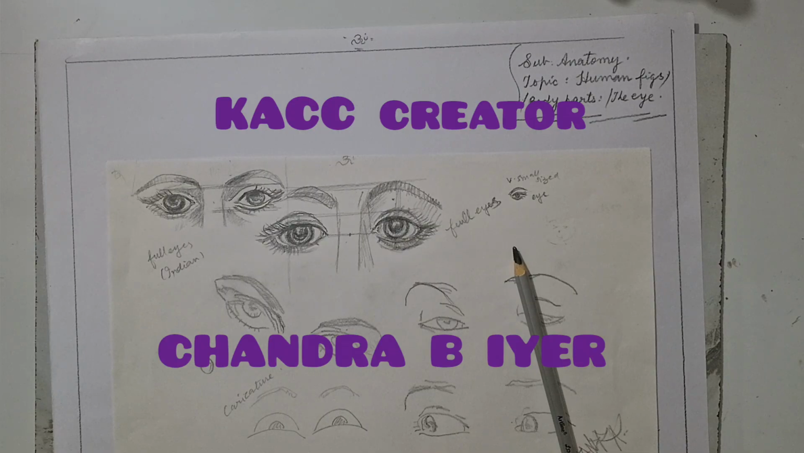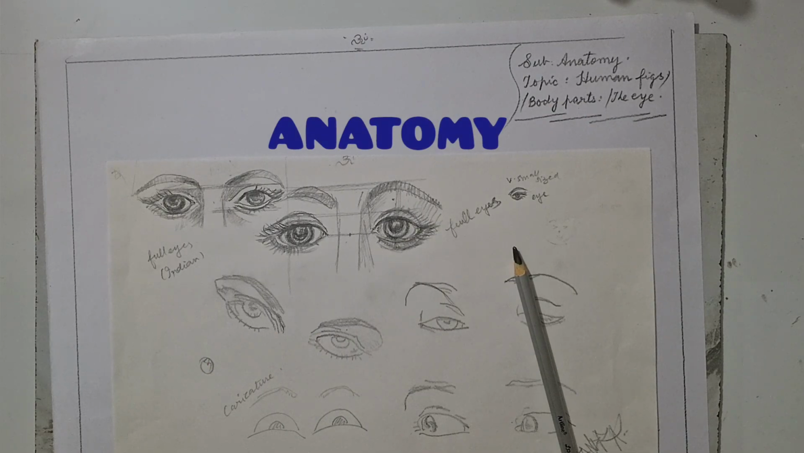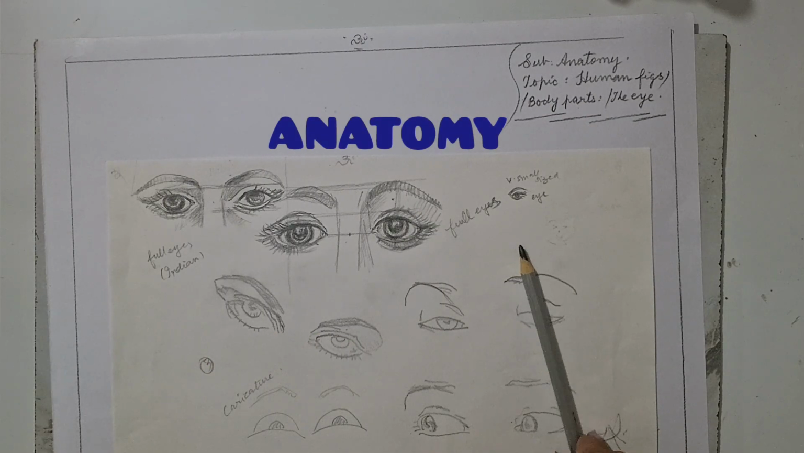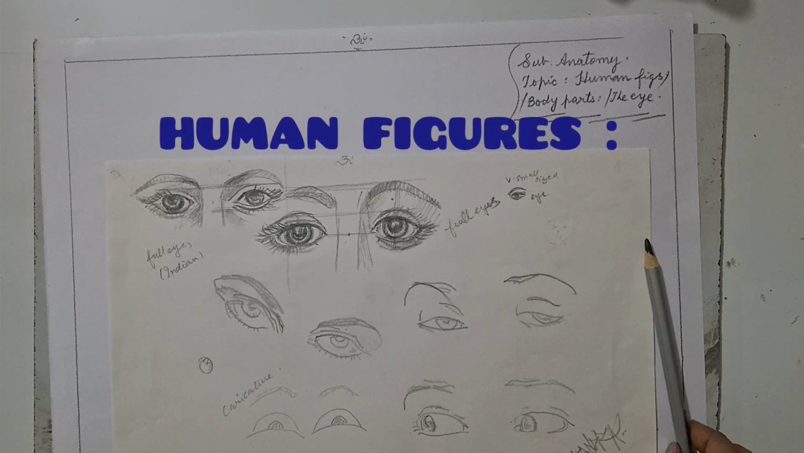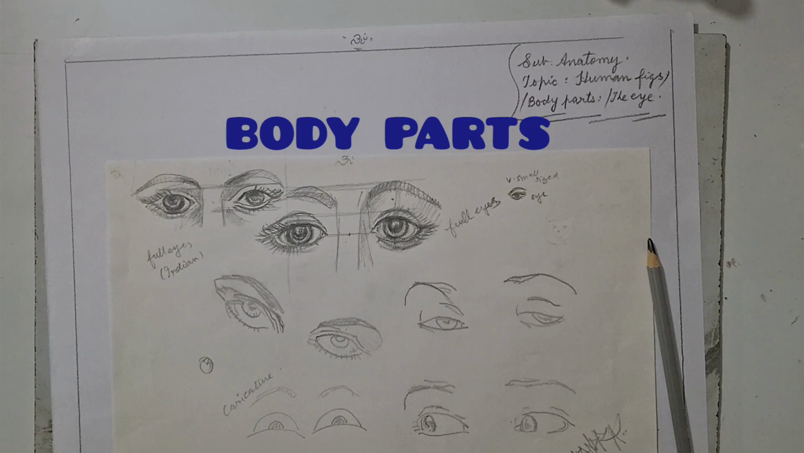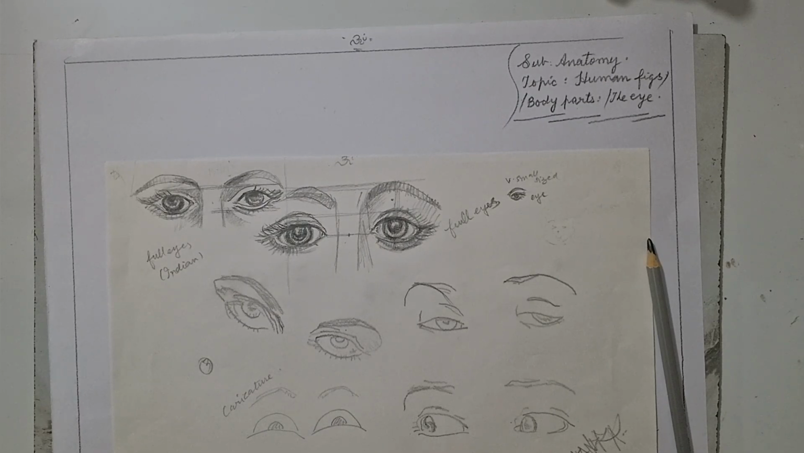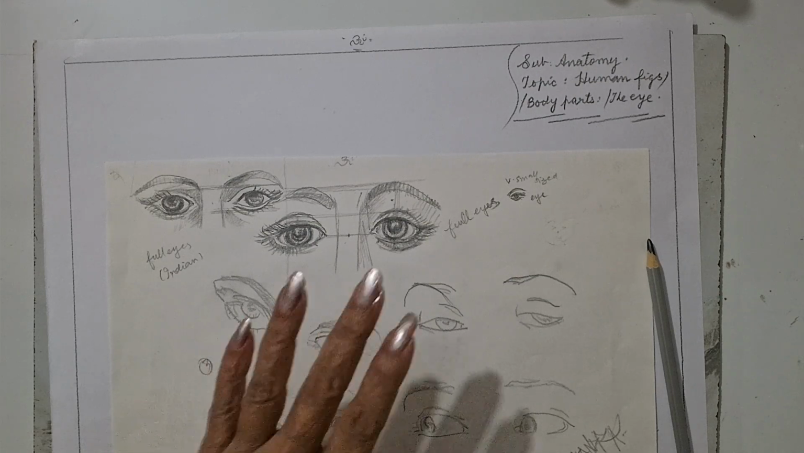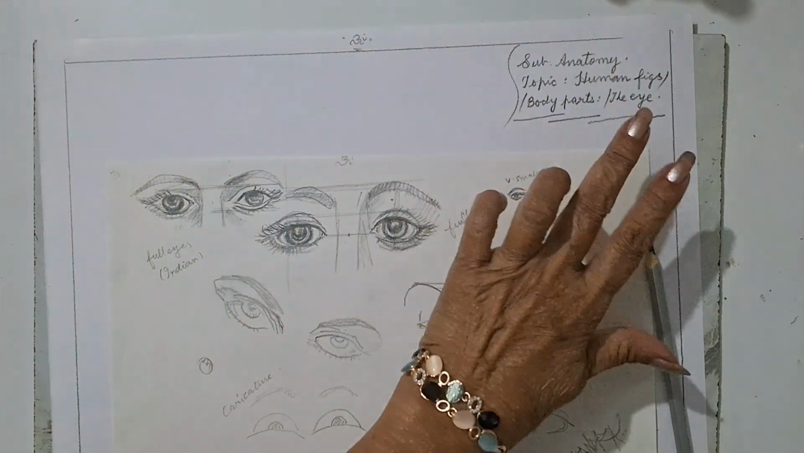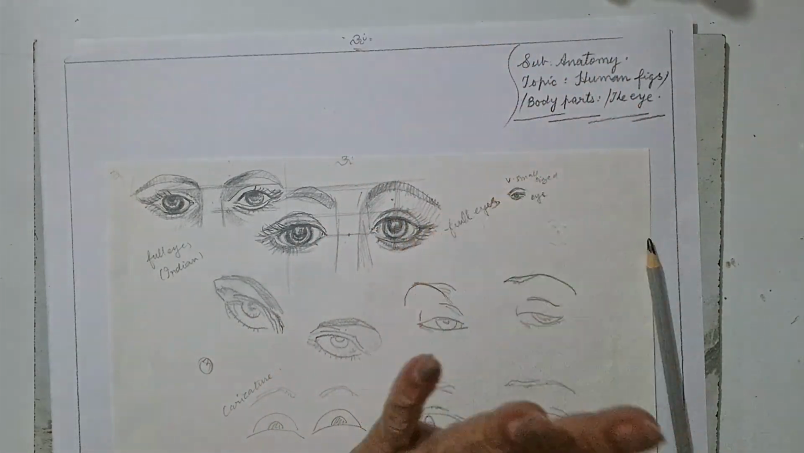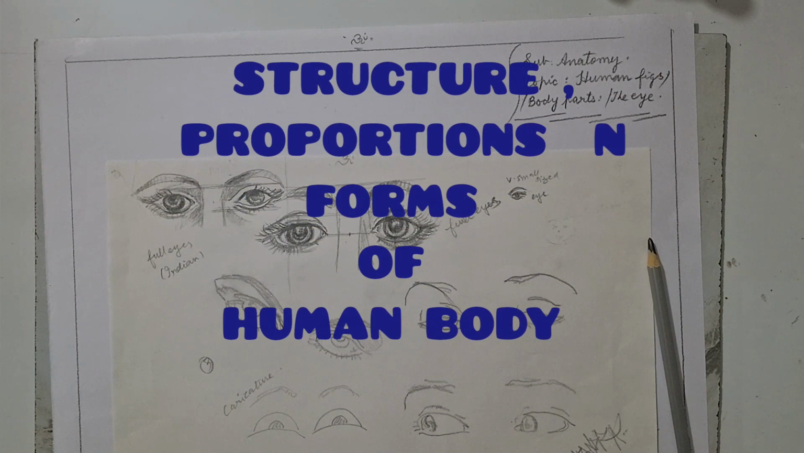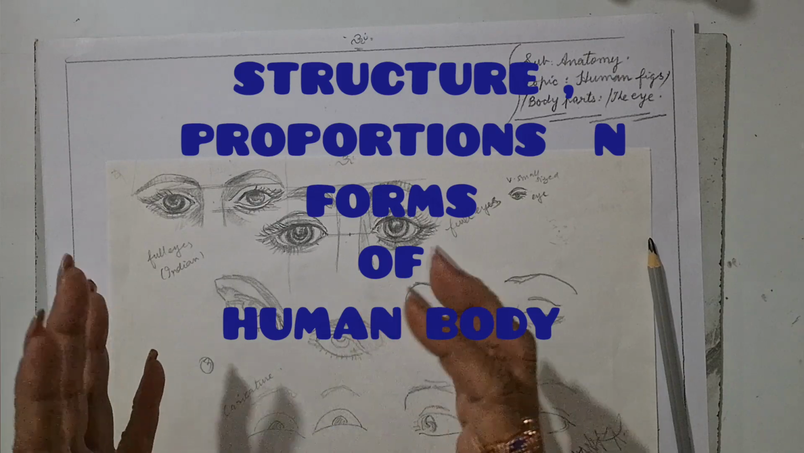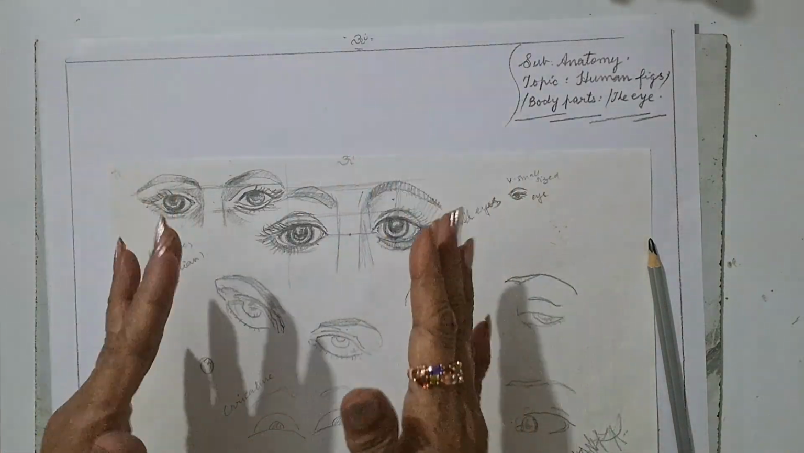Today's subject is anatomy. Topic is human figures, body parts, drawing eyes, nose and other facial features fall under anatomy. You can see it's written anatomy, ANATOMY. It requires understanding the underlying structure, proportions and forms of the human body.